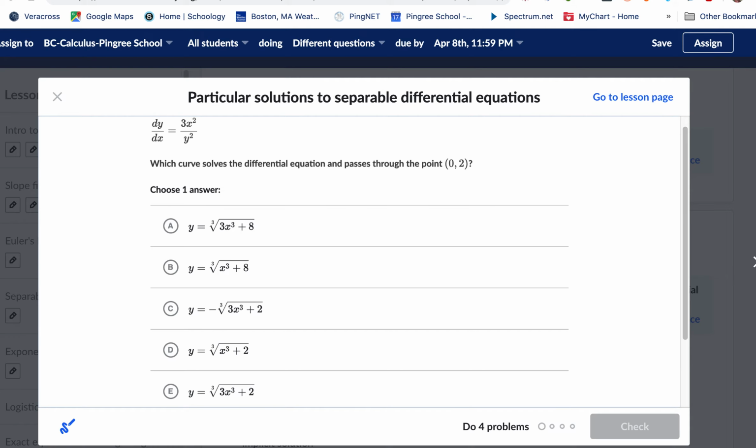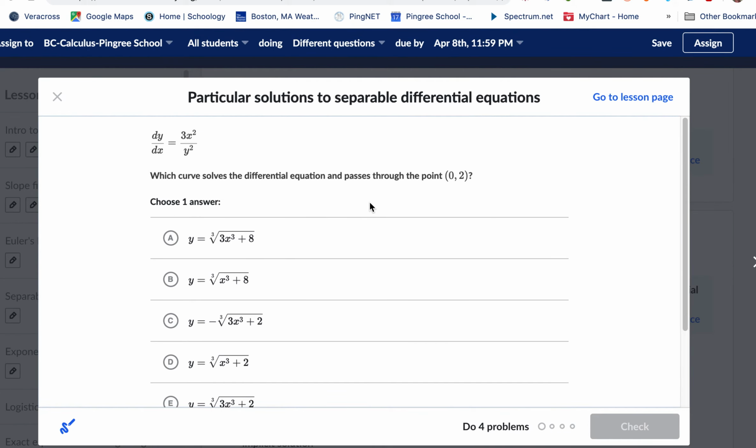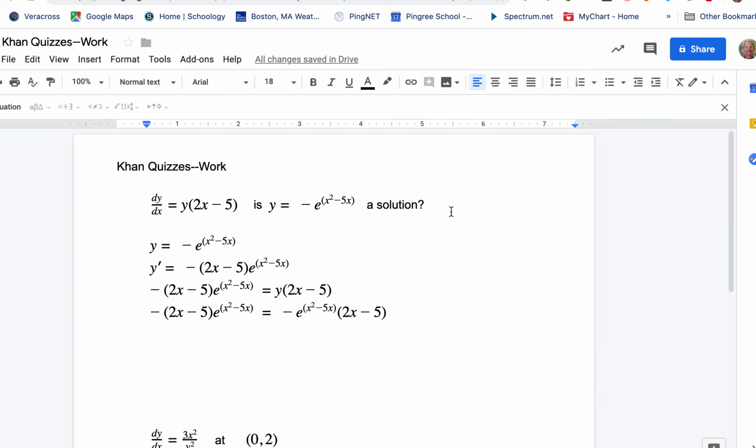Finally, we've got a separable differential equation that we're going to solve. Here we're given the differential equation is 3x squared over y squared. The game here is to get the y's on one side and the x's on the other. Sometimes you have to do some clever algebra with your exponents, but this is quite easy. I'm going to go back to my work page and show you how to do this step by step.